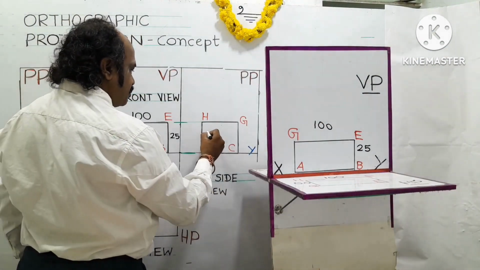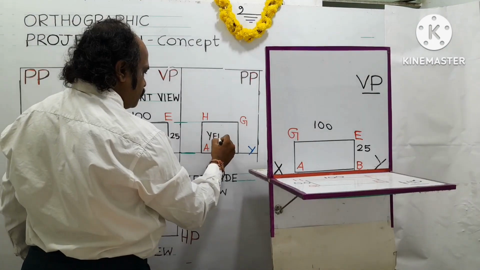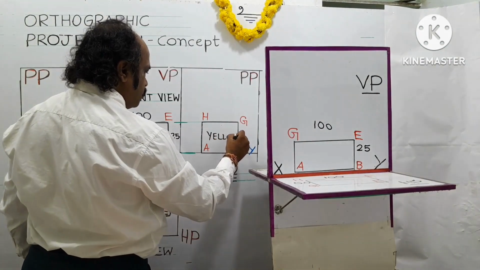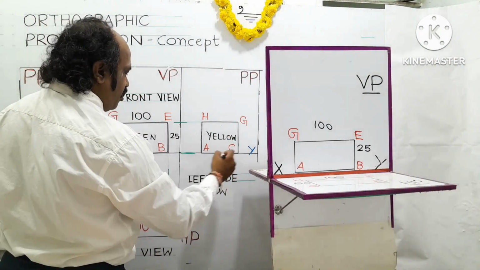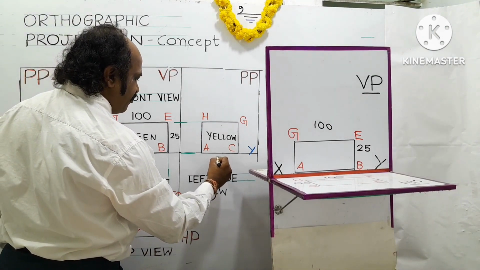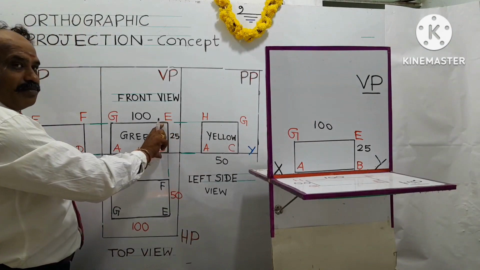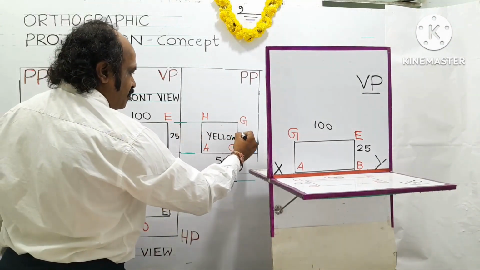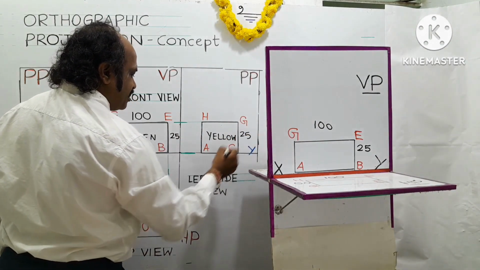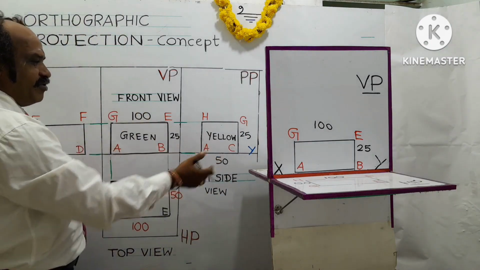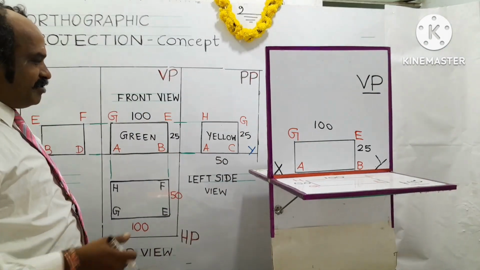So this view is the yellow surface showing the breadth of the object. Breadth is given as 50 mm, and you can see the height of the object, same as the front view height, 25 mm. Okay. So the view obtained is called the left side view, drawn on the right side of the front view, following the first angle projection principle, which I explained.